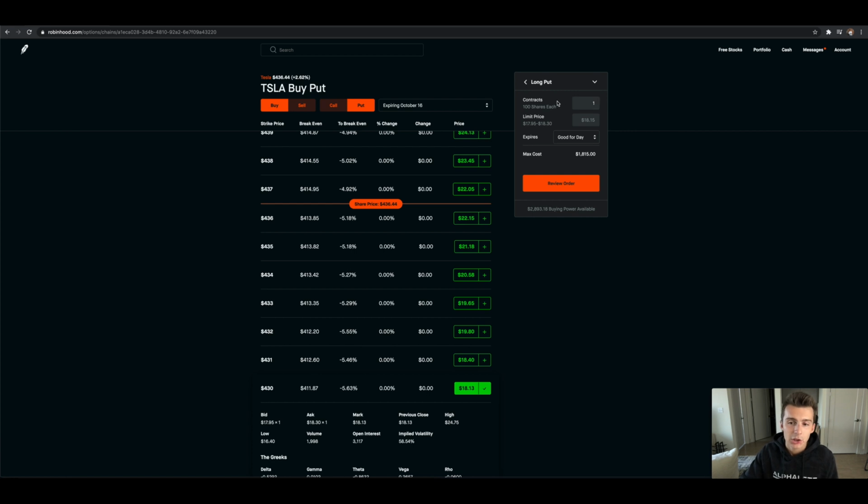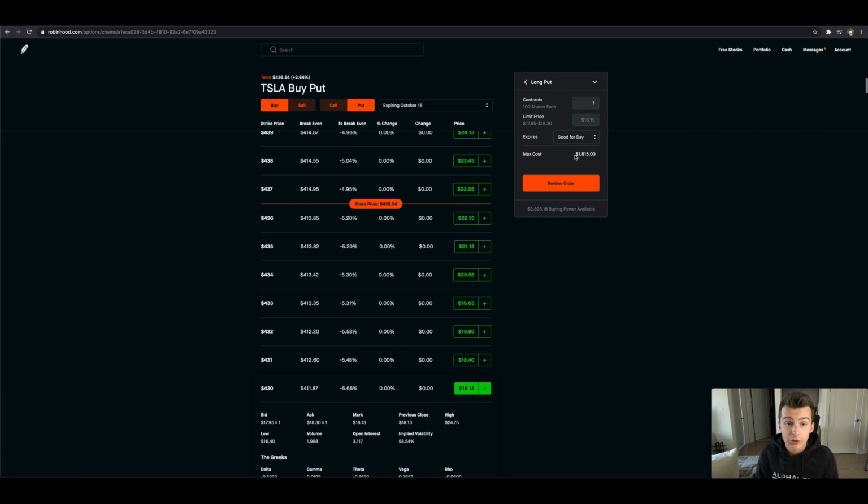I want to get one contract, and this is the right to sell 100 shares of Tesla stock at the strike price of $430 that I'm looking at right here. And it's going to cost me $18.15, again, times 100, which puts me at $1,815 for this contract.